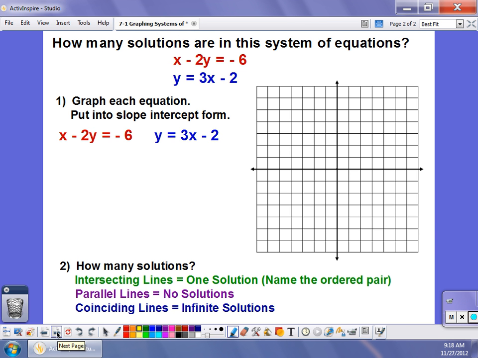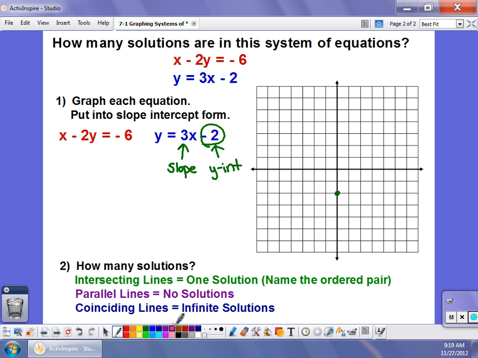In addition to being able to recognize the number of solutions you have, you may be asked to create a graph to determine the number of solutions there are. In order to do this, the easiest way to graph a line is to put it into slope-intercept form. When you do this, you can look at the equation and use your slope and your y-intercept to help you create a graph. In this case, we're going to start at our y-intercept, which is -2, and we're going to put a dot on our graph at -2.